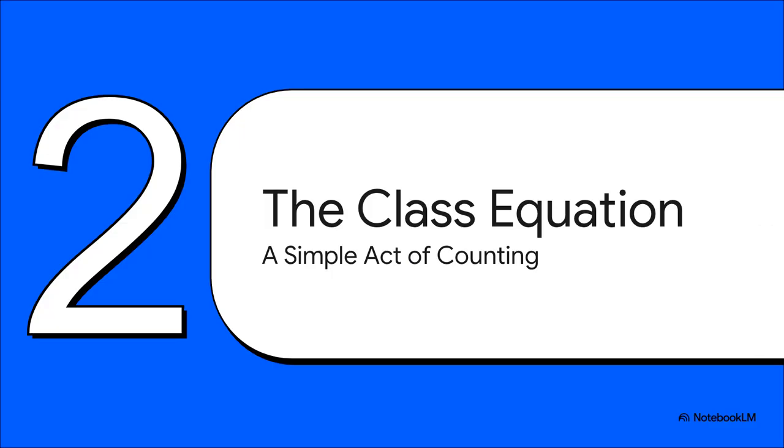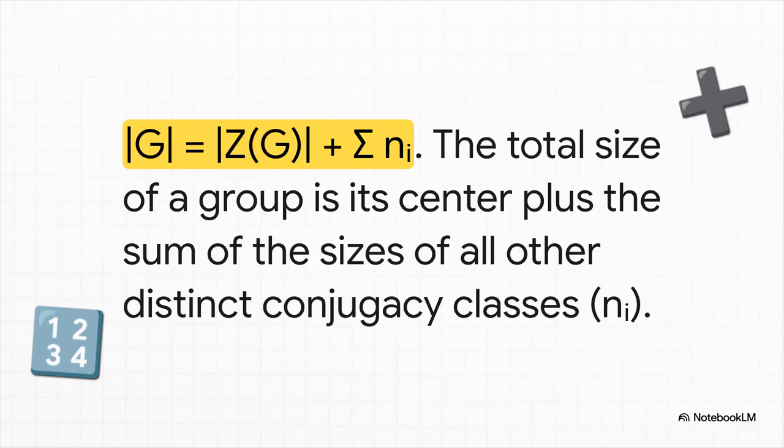All right, so we've sorted all our elements into these nice family groups. Now it's time for the masterstroke. We get to reveal the equation itself, and it turns out to be this beautifully simple act of just counting. And here it is, the class equation. It just says that the total number of elements in the group, its size, |G|, is equal to the size of the center, |Z(G)|, plus the sum of the sizes of all the other distinct conjugacy classes.